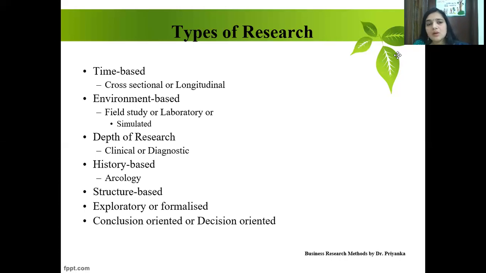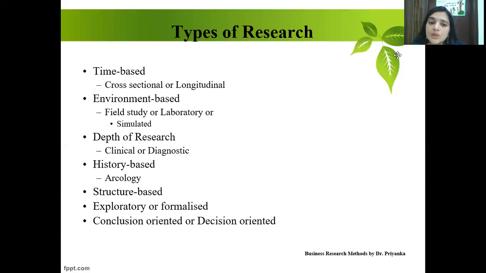Type of research can be on the basis of time as well. One is cross-sectional research, another one is longitudinal research. Cross-sectional research is basically, for example, you are analyzing a company, or you are comparing two companies for their performance. That is cross-sectional. Like you are just taking one thing in the picture, either you are comparing two companies in the same year, or you are comparing one company for 2 years. That is cross-sectional. You are taking just one parameter.